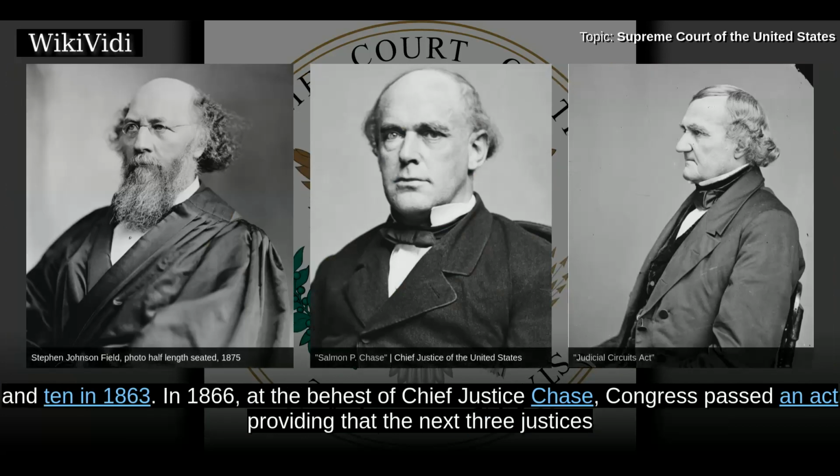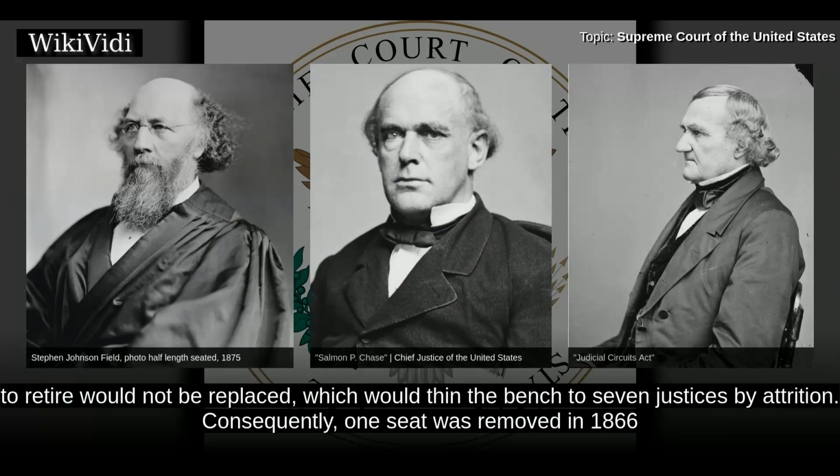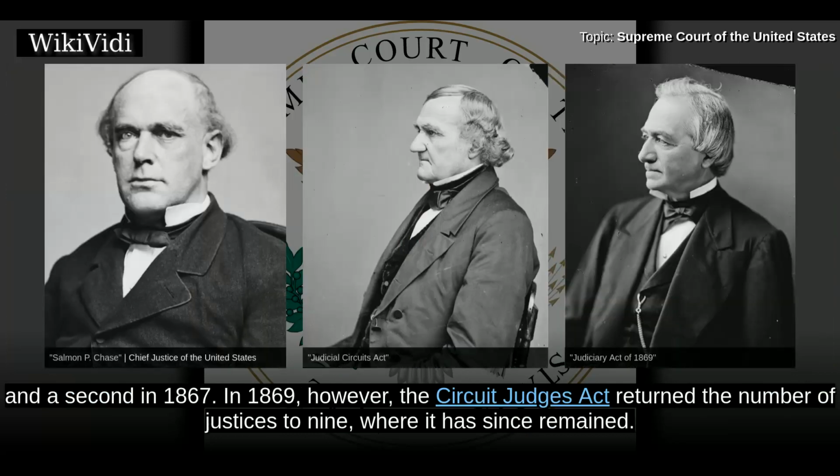In 1866, at the behest of Chief Justice Chase, Congress passed an act providing that the next 3 justices to retire would not be replaced, which would thin the bench to 7 justices by attrition. Consequently, 1 seat was removed in 1866, and a second in 1867. In 1869, however, the Circuit Judges Act returned the number of justices to 9, where it has since remained.